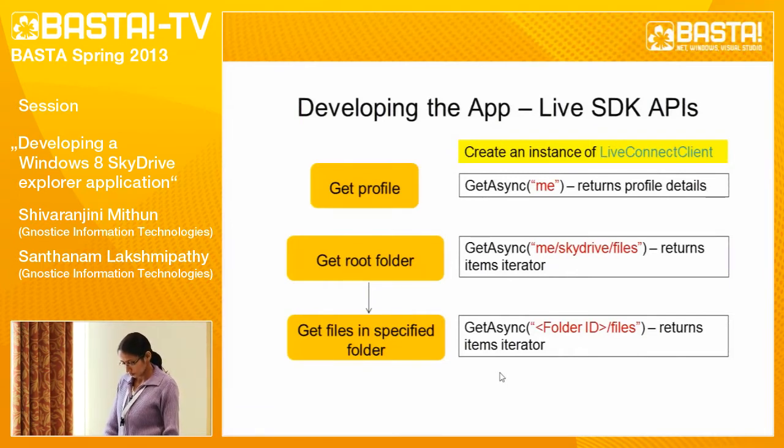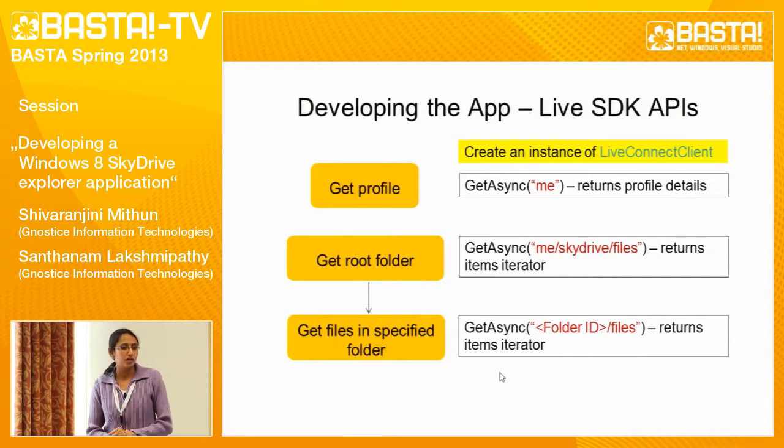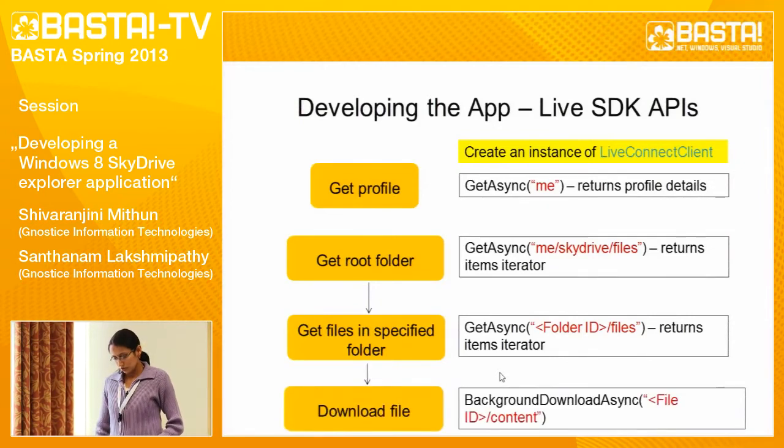Suppose the user wants to view a file, just like in Internet Explorer. If they double click on a file, it should open up. So how do we provide this viewing functionality in our application? If the user wants to view a file, the first task is to download the file from SkyDrive. This is the call we need to make to download any file. We use the BackgroundDownloadAsync method of the LiveConnectClient class, and we pass the file identifier followed by /content. This will download the desired file content in a background thread.